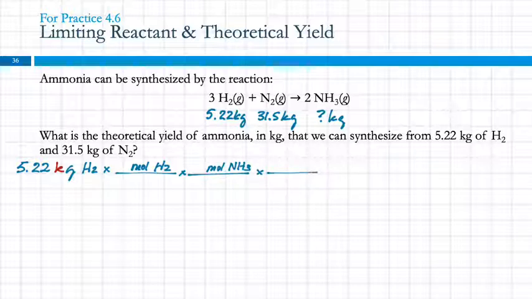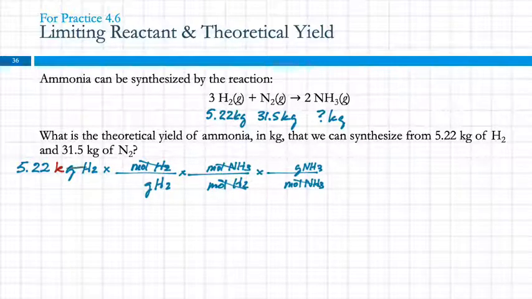And grams of NH3. Grams to moles to grams. And then I put the units in. So those cancel out. And those cancel out. And grams of H2, and that's going to cancel grams of H2. It's not going to cancel the kilo. We're ignoring that. It's just going to sit there.